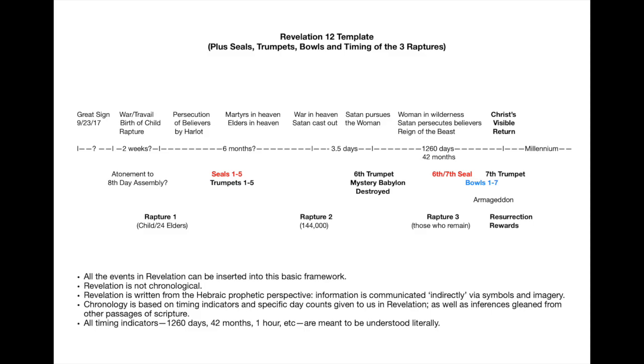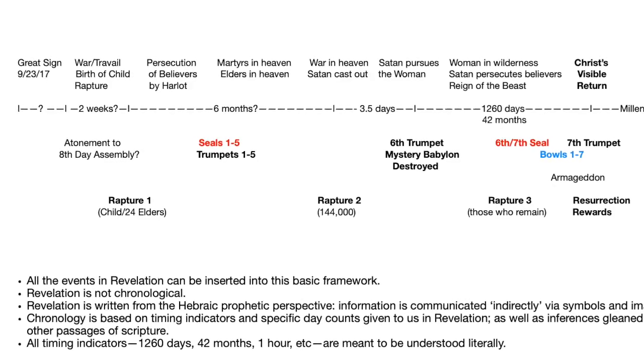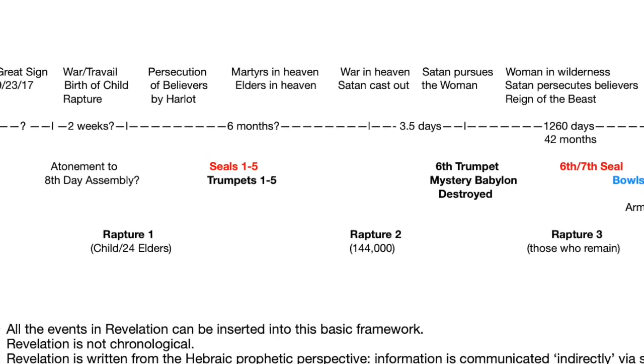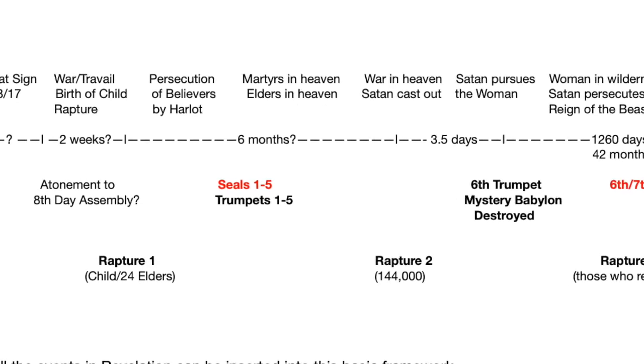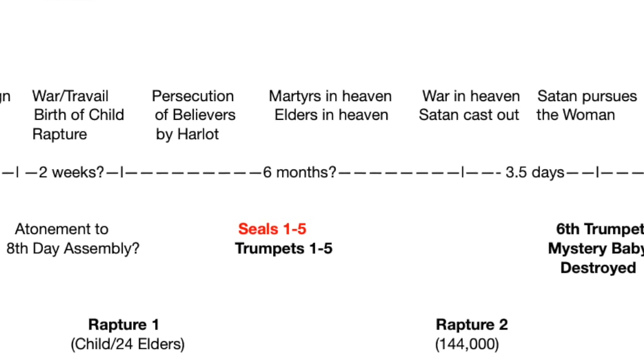The main thing I want to point out in this handout I have for you here is that there are groups of time. So there's this question mark. We don't know how long between the great sign and when the war will start. The war is going to start in the fall, okay, the war or invasion of Israel. And then once that happens, it's going to be a time frame of about two weeks, give or take. And then there's going to be another six-month period of time where more events of Revelation can be inserted into that period of time. That also includes that 3.5 days.